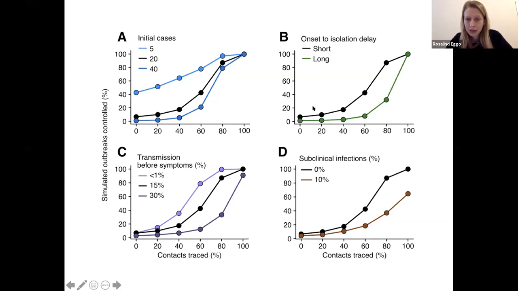Over in B, remember I mentioned the short or long time to isolation. What you can see here is that if you have a long time to isolation, then it is more difficult in the model to achieve control at the same level of contact tracing, much more difficult actually. And that's because people spend longer in the community, so they have more time to infect their subsequent cases.